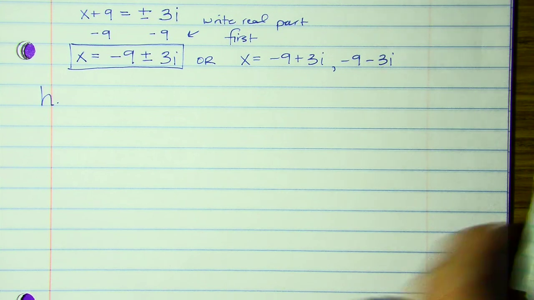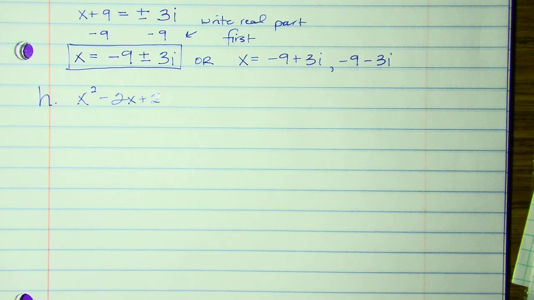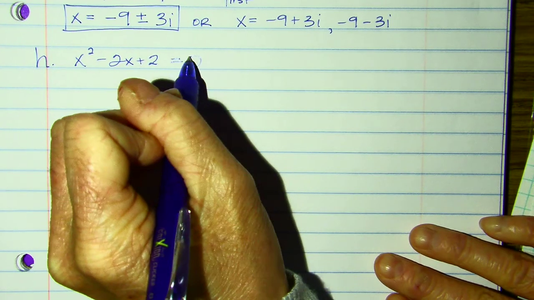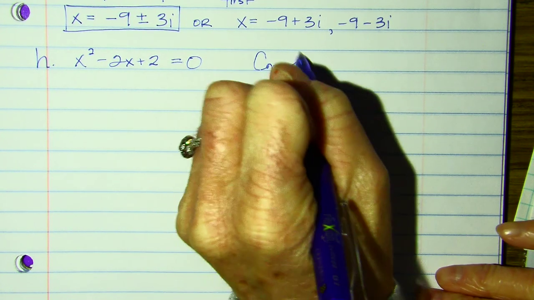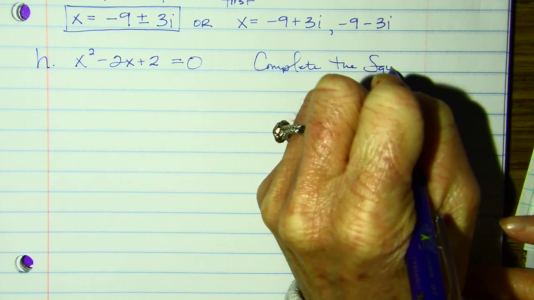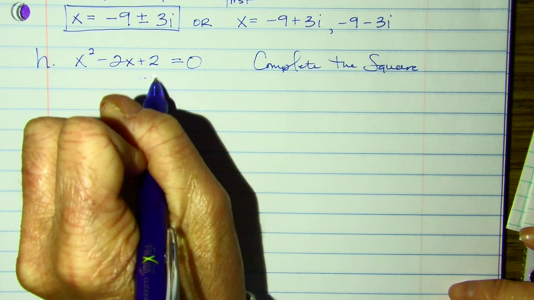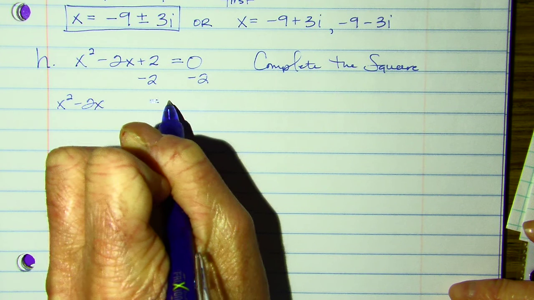Okay, next one. Solve x squared minus 2x plus 2. Now, the easiest method here to solve this one would be to complete the square. Okay, because I can't factor this. So I am going to complete the square. I don't have the lesson number memorized, but I do know how to do it. So I'm going to subtract the c term. So x squared minus 2x, leave a space, equals -2.